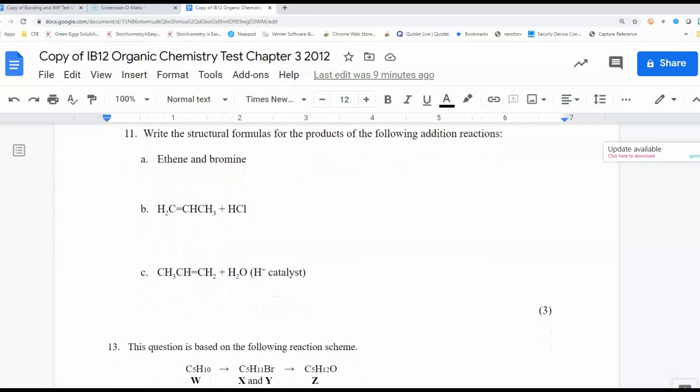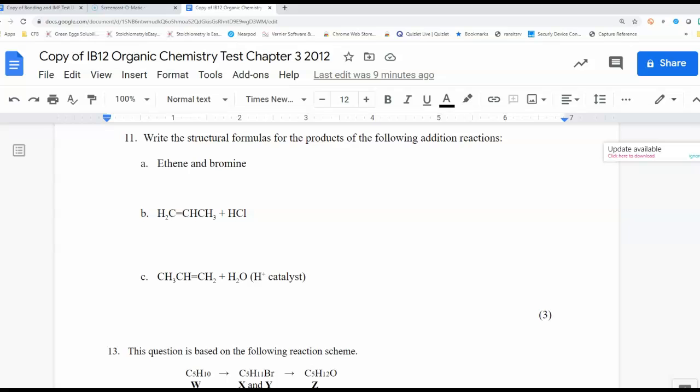Write the structural formulas for the products of the following addition reactions. So ethene and bromine means we're going to end up with CH2 with a Br here and a CH2 with a Br here. And then this addition ends up giving us a CH2 with an extra H added here. And then we're going to add a CH, and that's going to be the one that the chlorine goes on by Markovnikov's rule, and then we end up with CH3 on the end like that.